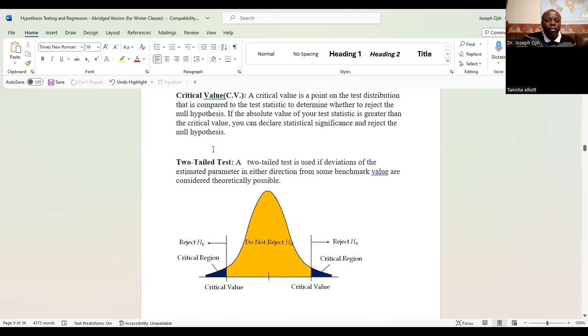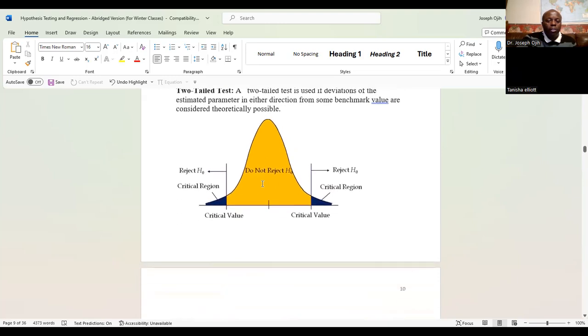For two-tailed tests, the yellow part is the acceptance region. If your answer falls here, you do not reject the null hypothesis. But if your answer falls in this blue section, this line here represents the critical value, but the whole of this section includes the critical region. If your answer falls there, you reject the null hypothesis. Similarly, on the left side, if you fall in this region, you reject the null hypothesis.